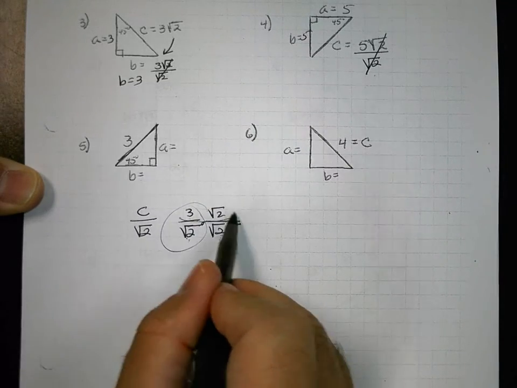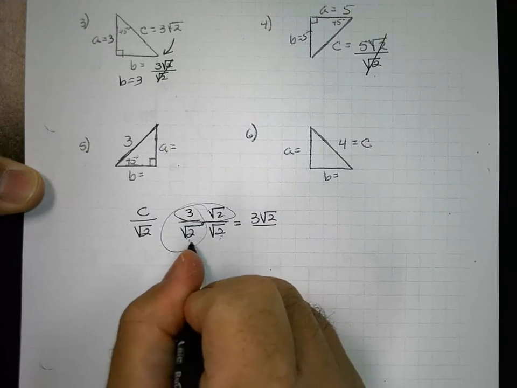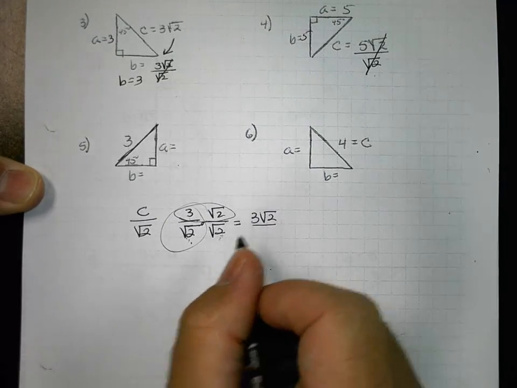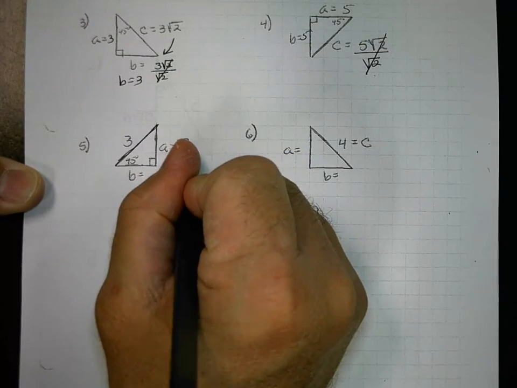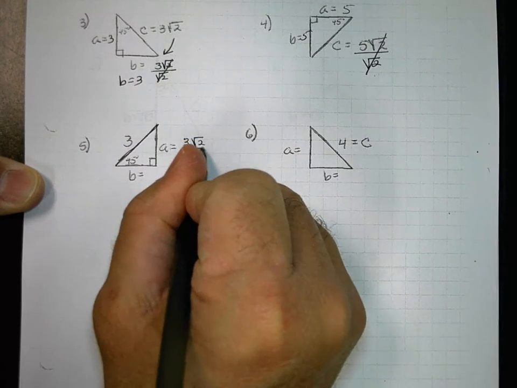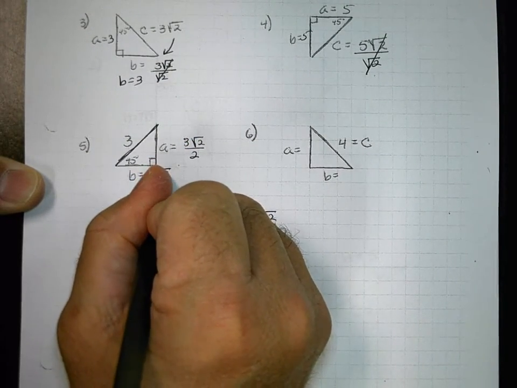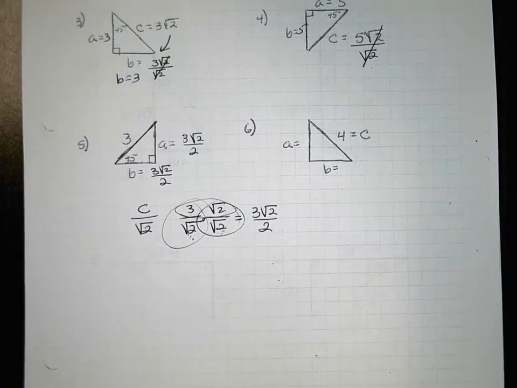So 3 times square root 2 is simply 3 root 2. Square root 2 times square root 2, when you multiply two identical radicals, you get what's underneath. And there's our answer. So 3 root 2 over 2. Seems a little more complicated, but really it's not that much more difficult once you get good at rationalizing denominators.